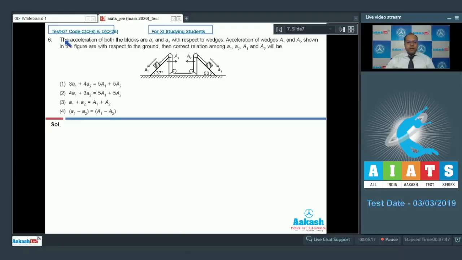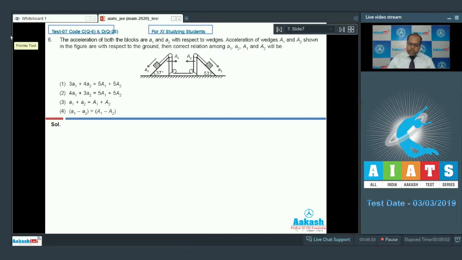In question number 6, the acceleration of both the blocks are a1 and a2 with respect to wedges. Acceleration of wedges A1 and A2, shown in the figure, are with respect to the ground. Then the correct relation among a1, a2, capital A1 and capital A2 will be.